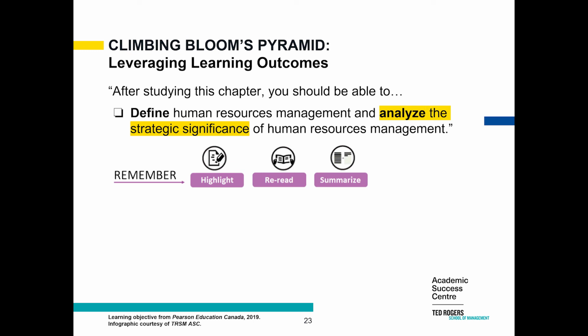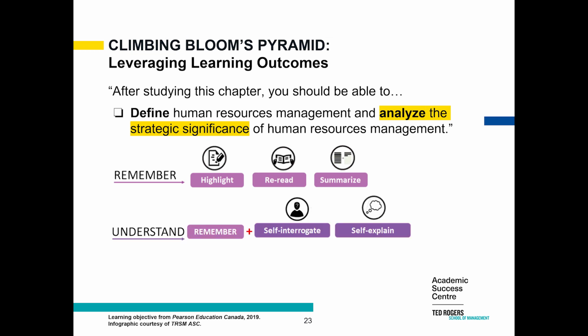As you may recall, analyze is the 4th tier of the pyramid. To get to the learning strategies there, we need to build upon the lower tiers, starting with understanding. After having highlighted, reread, and summarized, we engage in self-interrogation and self-explanation. We would ask ourselves questions like, why is HRM important? And explain what are the various components that make up strategic HRM.